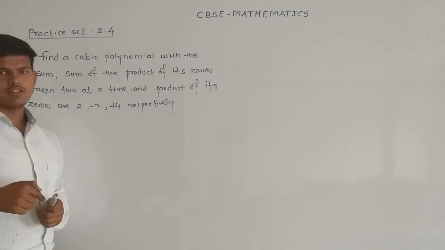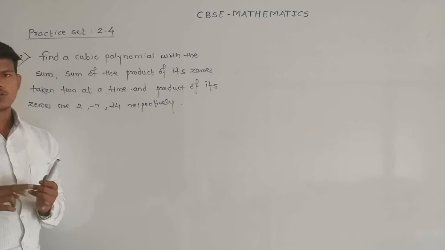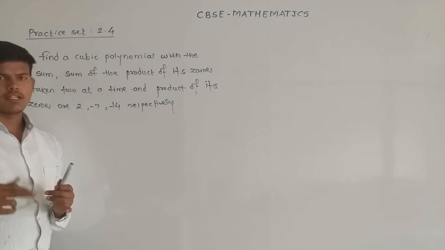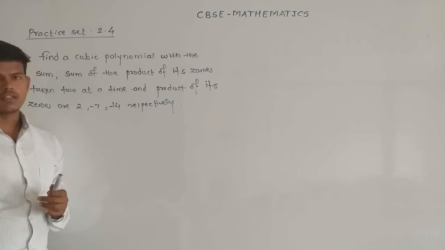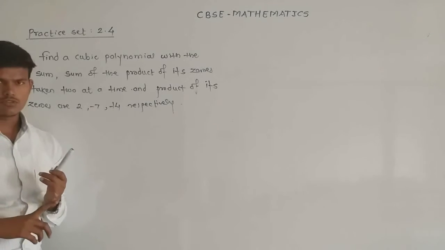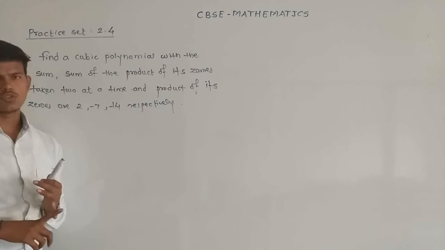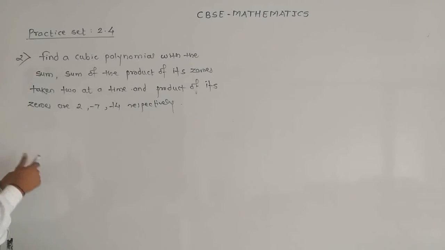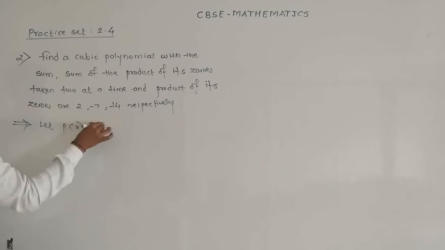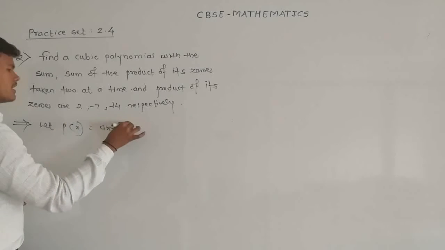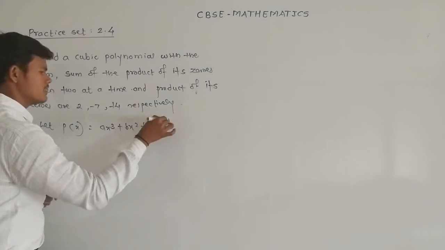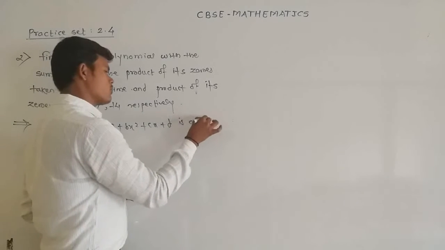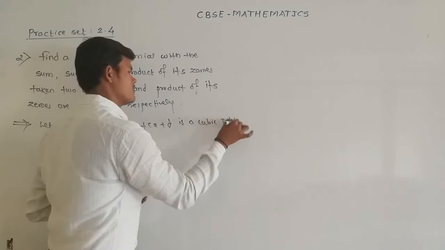Here we are given the relationships for the cubic polynomial, where alpha, beta and gamma are the zeros of the polynomial. There are three relationships: the sum of zeros, the sum of products of zeros two at a time, and the product of zeros, and we have to find a cubic polynomial. For that, let p of x equal ax cube plus bx square plus cx plus d be a cubic polynomial.